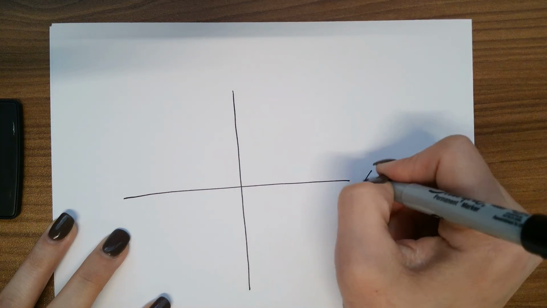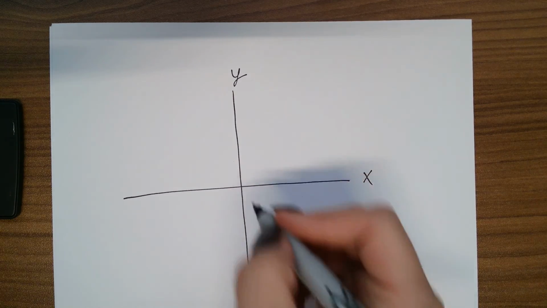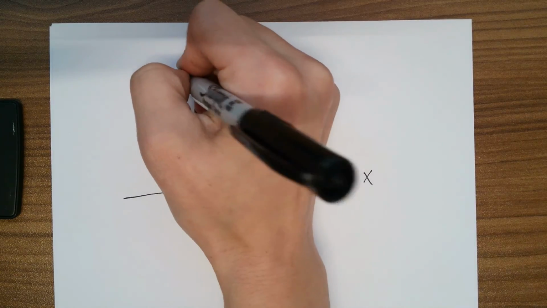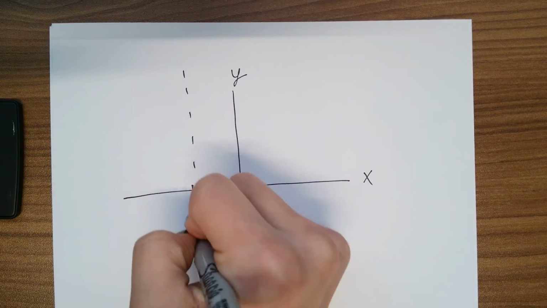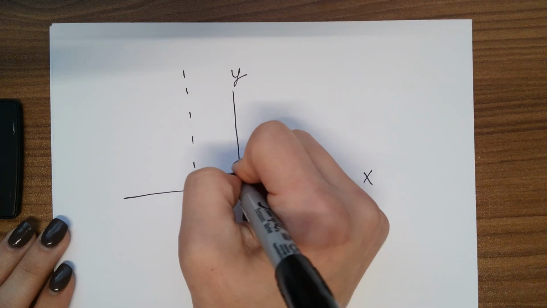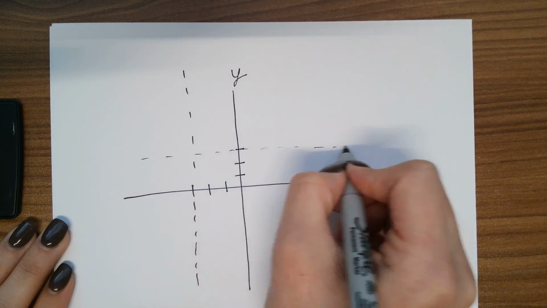Y-axis, x-axis, and now just plotting all the information that I have. So I know I have a vertical asymptote at x equals negative 3. So I'll go to negative 3 on the x-axis and draw my dotted vertical line. And my horizontal asymptote is at y equals positive 3. So 1, 2, 3.